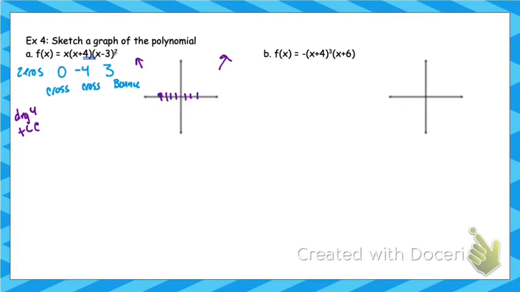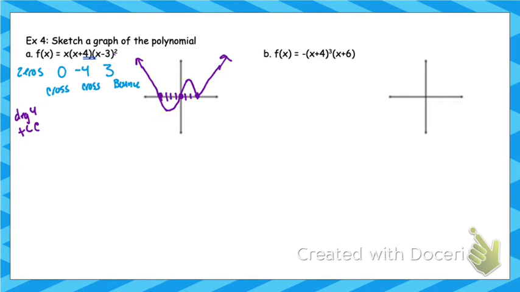Then let's mark our intercepts. So negative 4, 0, and 3. And then we'll sketch our graph. At negative 4, I'm going to cross. So I'm going to cross through that point. At 0, I'm going to cross. So I'm going to turn and cross through 0. At 3, my graph will bounce. And that's my graph. Again, it doesn't matter how high or low those points are.